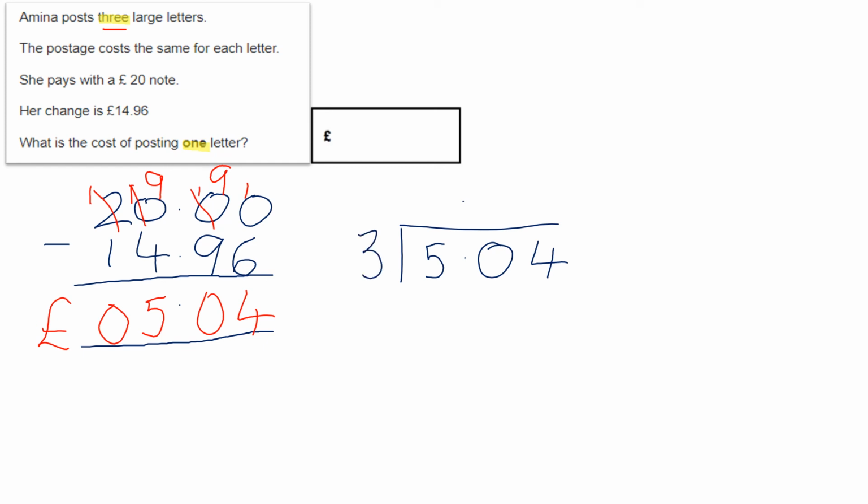So again, how many times does 3 go into 5? The answer is 1, with a remainder of 2. How many times does 3 go into 20? 3, 6, 9, 12, 15, 18. That is 6 times, with a remainder of 2. How many times does 3 go into 24? 3, 6, 9, 12, 15, 18, 21, 24. That is 8. £1.68. And just as we've done before, into the box, £1.68. Well done on that one.